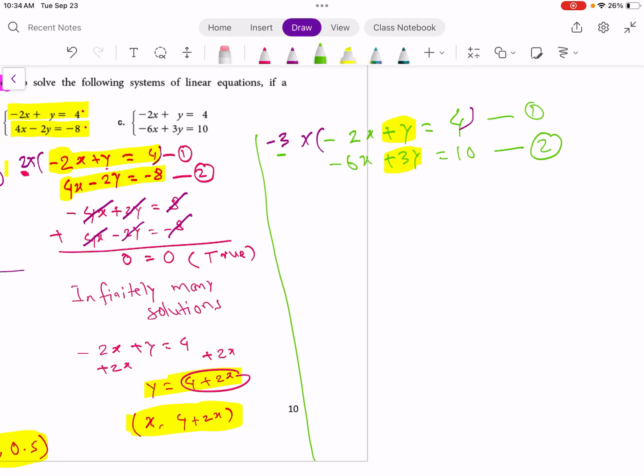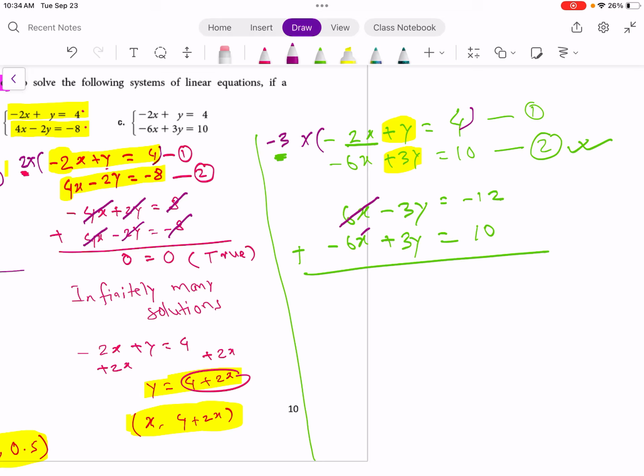So we have negative 3 times negative 2x, that is positive 6x, negative 3 times positive y, negative 3y, equals negative 3 times 4, negative 12. Now you are adding this with equation 2, negative 6x plus 3y equals 10. So you are adding these two equations: positive 6x, negative 6x, 0; negative 3y, positive 3y, 0. So we have 0 on the left equals negative 12 plus 10, that is negative 2.